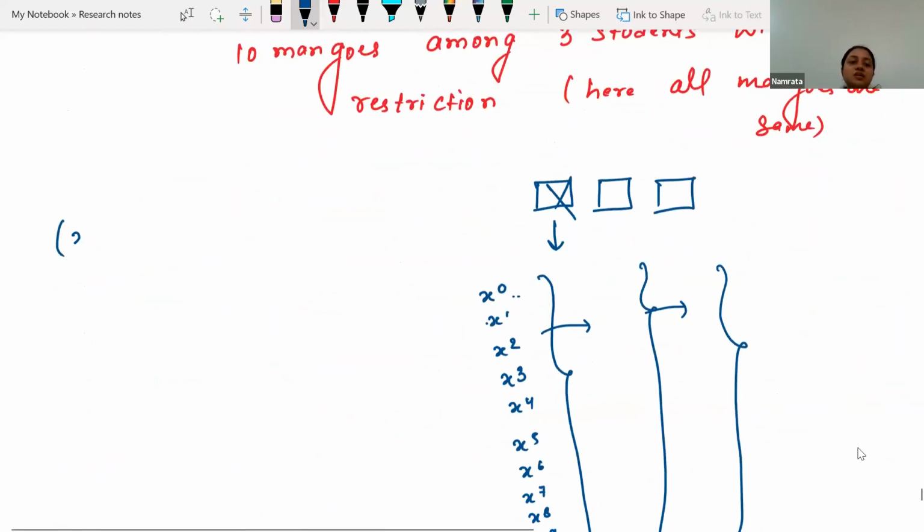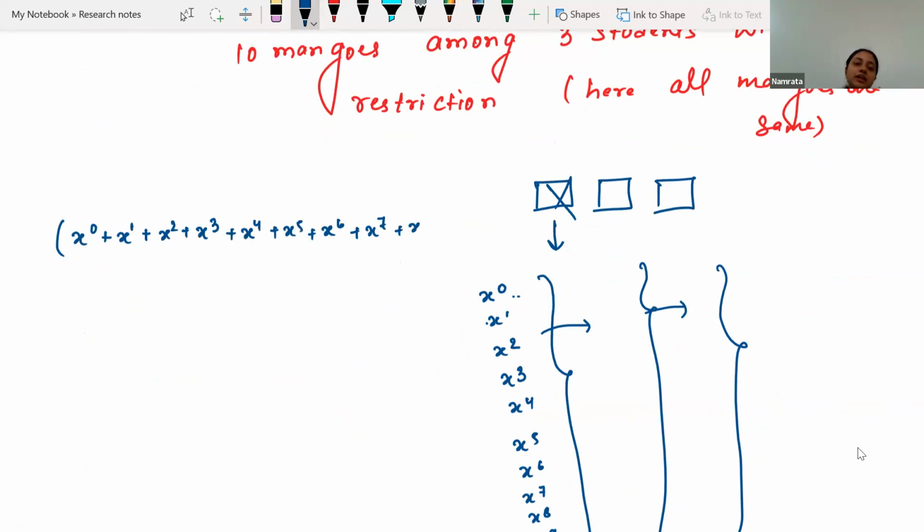All the three possibilities are x to the power 0 or x to the power 1, where 'or' means addition, right Lena? Yes, ma'am. Then x to the power 2, or x to the power 3, or x to the power 4, or x to the power 5, or x to the power 6, or x to the power 7, or 8, or 9, or 10. Similarly, we will take the same thing again for the other student, that is 0, 1, let me write it quickly, 2.